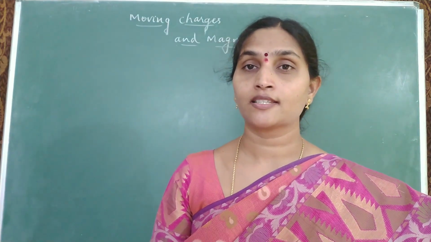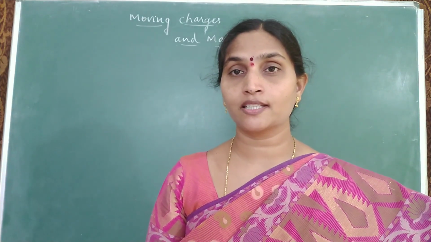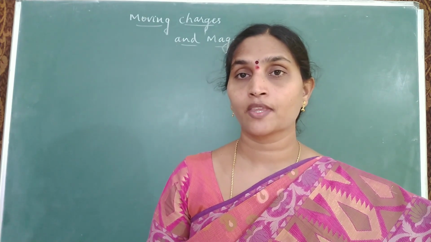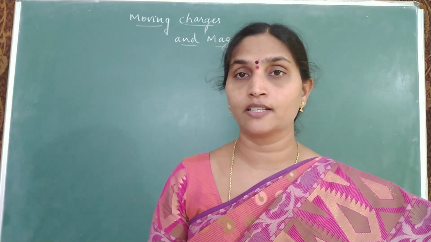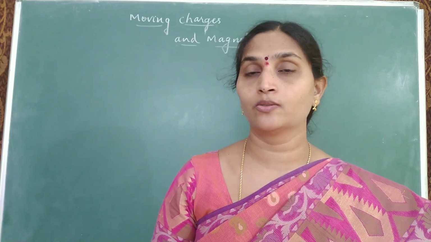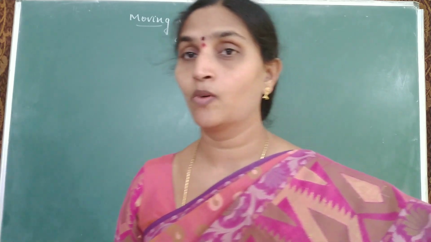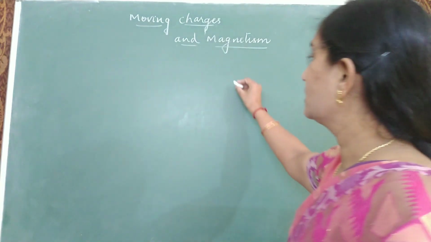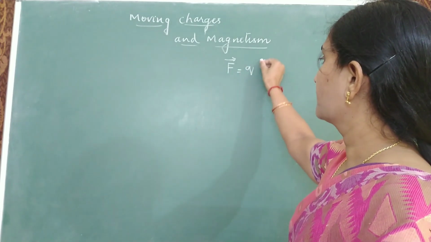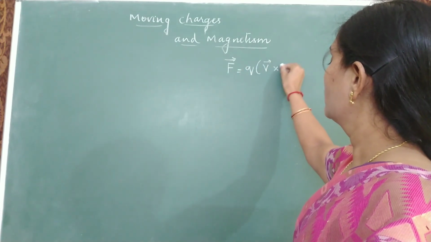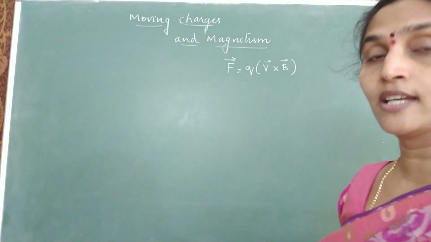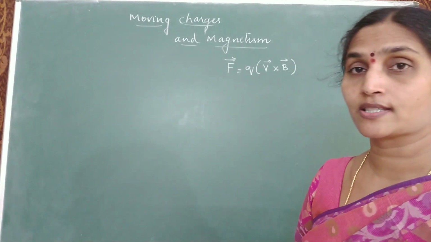Welcome back, children. Coming to today's class on moving charges and magnetism, we'll be discussing the force experienced by a current carrying conductor when placed in an external magnetic field. If you remember, we have studied that when you project a charge Q in a magnetic field with a speed V, the force experienced by the charged particle is F equals Q into V cross B. This was called the magnetic Lorentz force, which we have discussed in the previous classes.